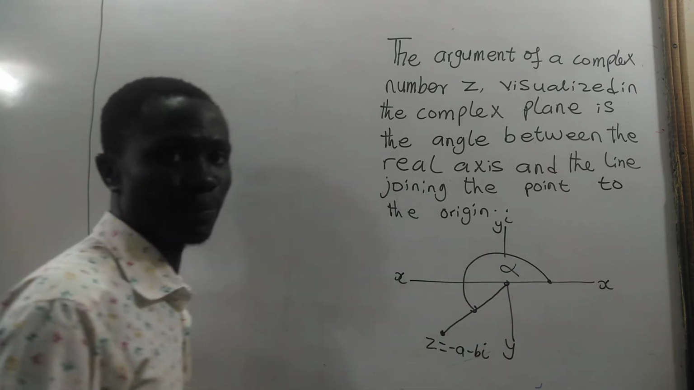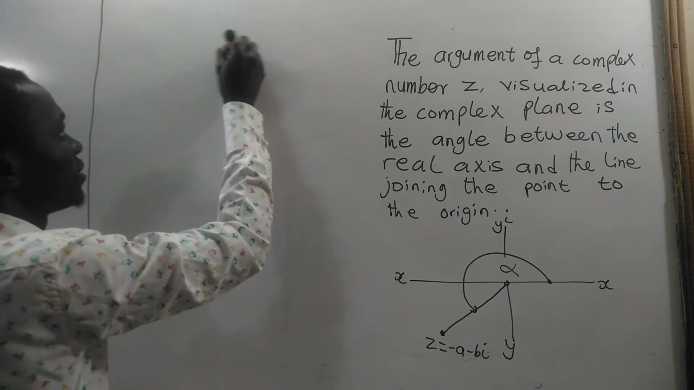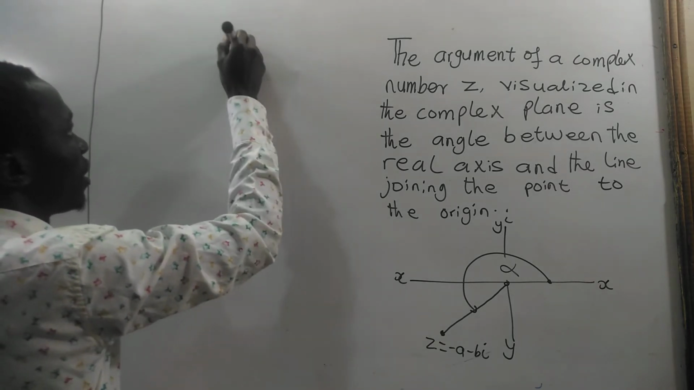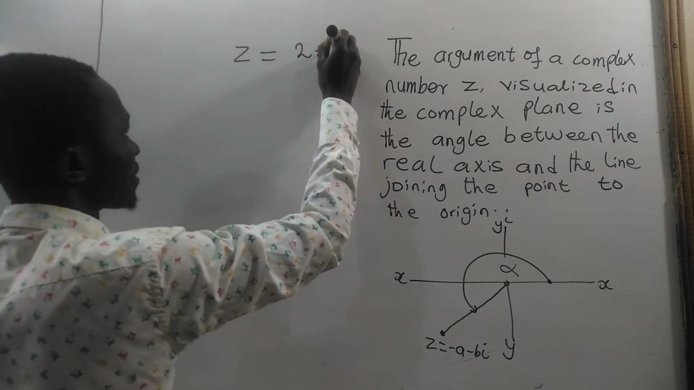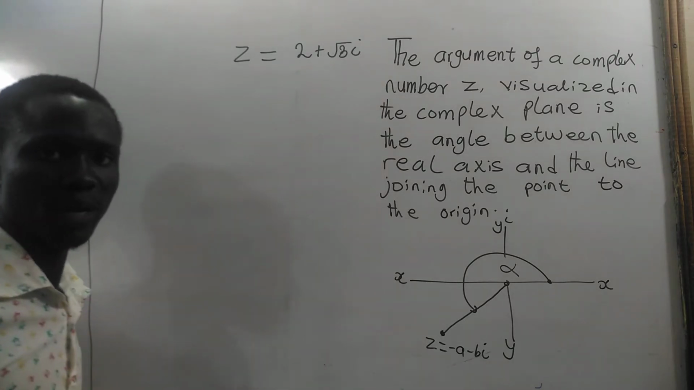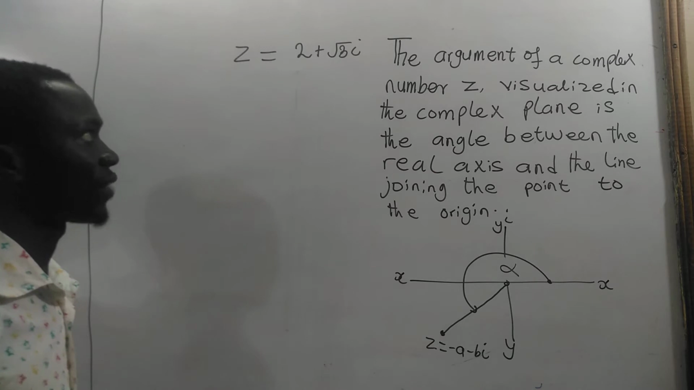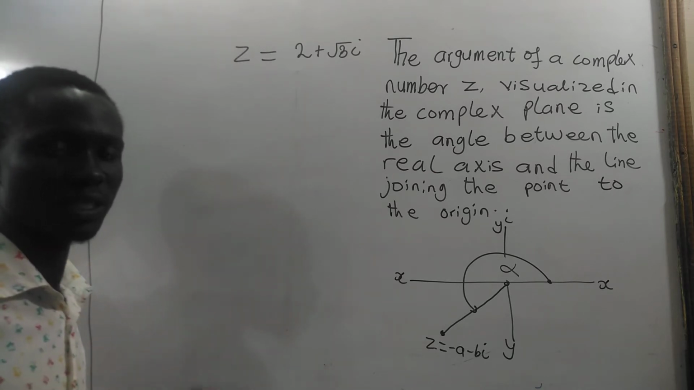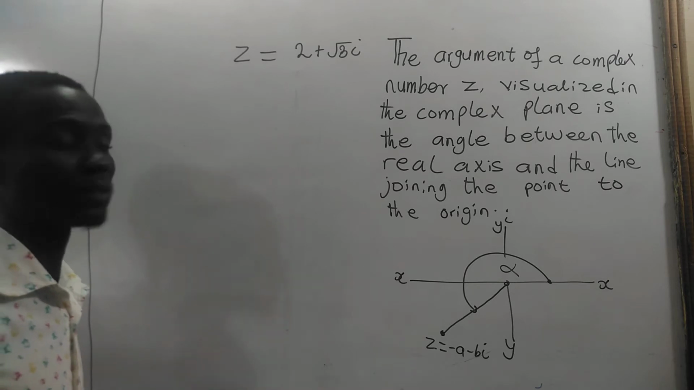Now let's take examples for us to see. Let's take example 1. I have z equal to 2 plus root 3i. Well, how do we find the argument of this? In fact, we'll be taking 7 or 6 examples to establish our stance very well.